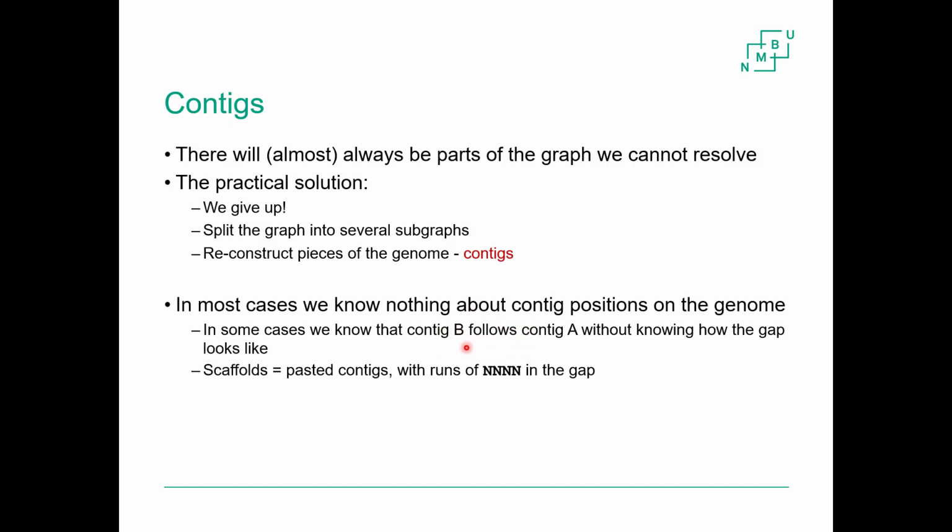That contig B follows contig A, but we don't know really how the gap looks, or not even exactly how long it is. And then we can fill in some Ns in the gap there, and in that way artificially glue these two contigs together into what we call a scaffold. But in reality, we are happy with these contigs, right?